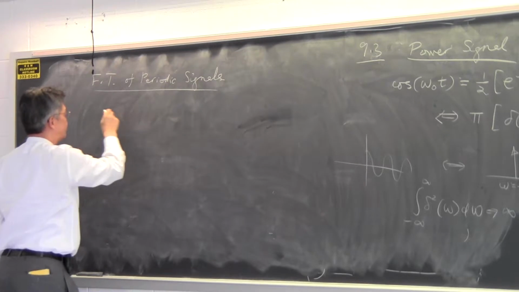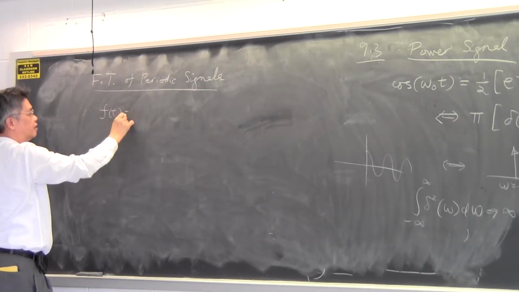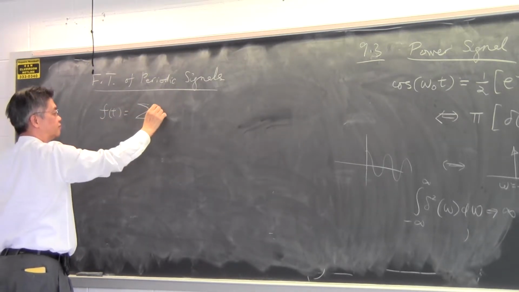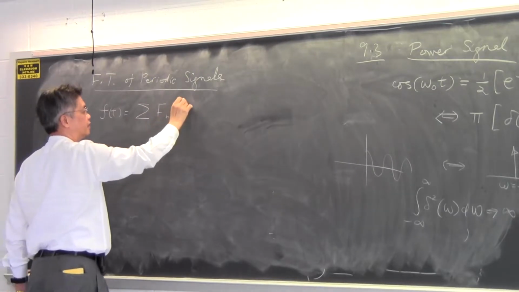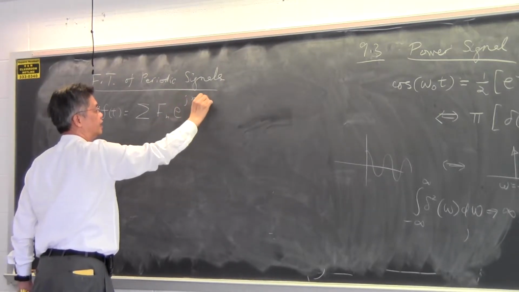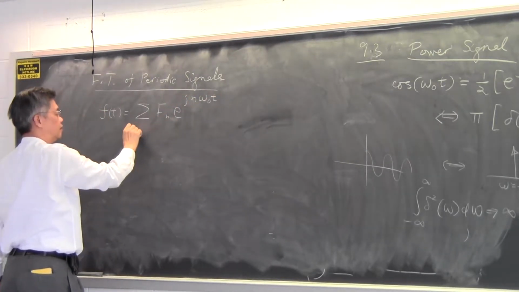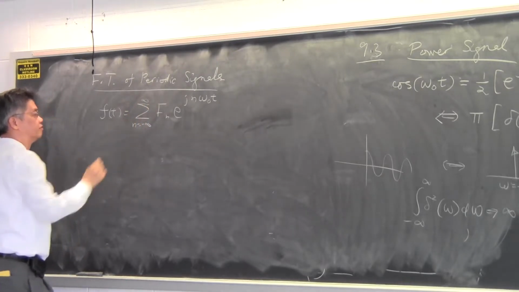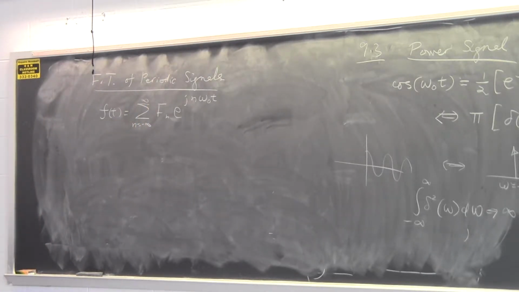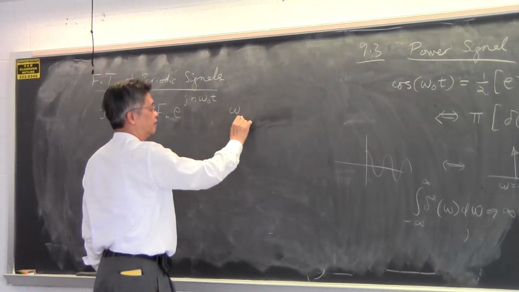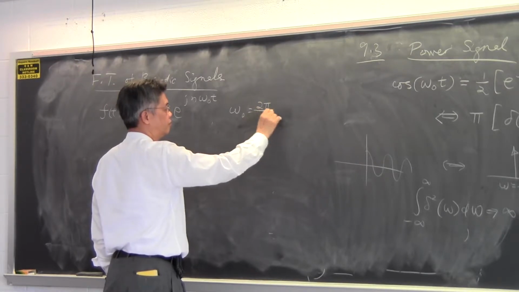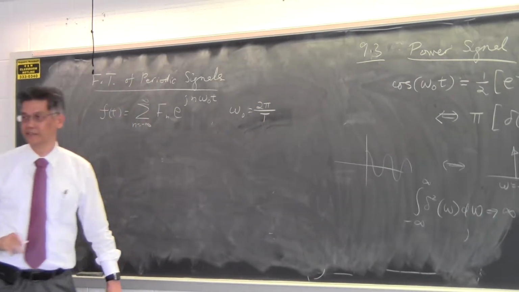We know that if we have a periodic signal f of t, it can be expressed as the sum of F sub n e to the j n omega naught t, with n equal to minus infinity to infinity. That is just the Fourier series expansion of a periodic signal. And we know how to find the coefficient F sub n. And omega naught is derived from the period. The period of the signal is T.